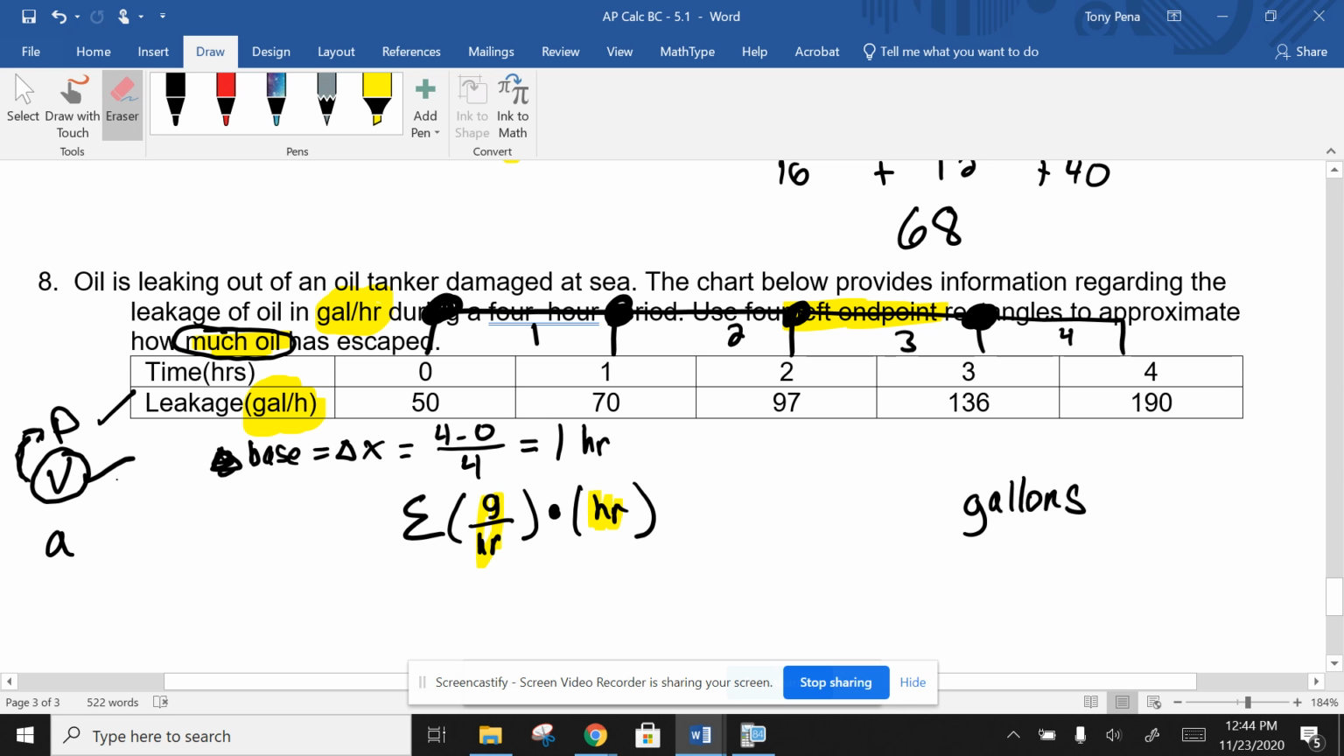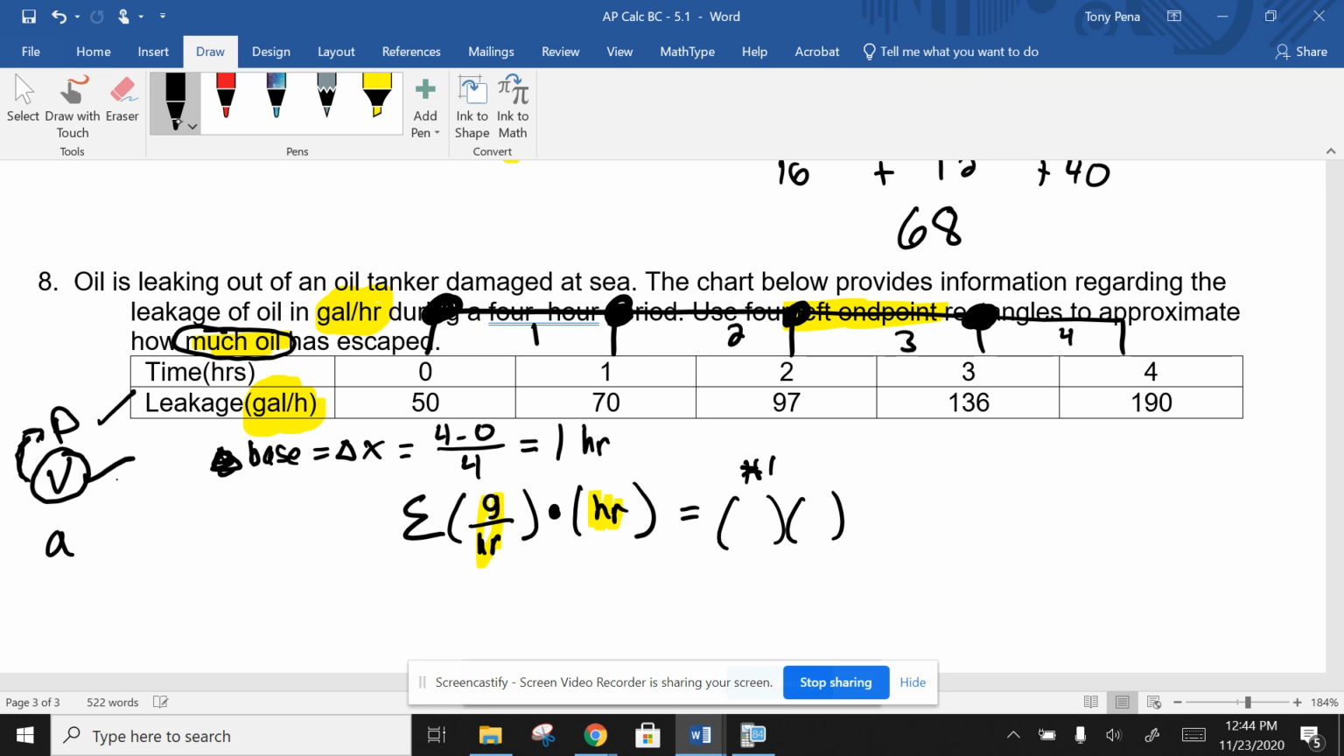Okay, I think I'm going to run out of room, so let me erase this real quick. All right, so same thing. Number 1, again, the tables are nice. They give us all this information. We know our height, or our base is 1, and our functional value at the left endpoint should be 50. And again, that's 50 gallons per hour for 1 hour.